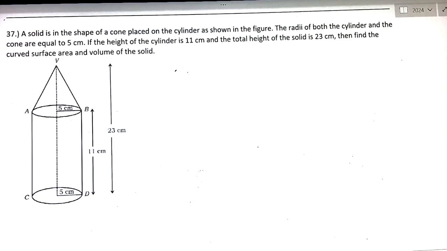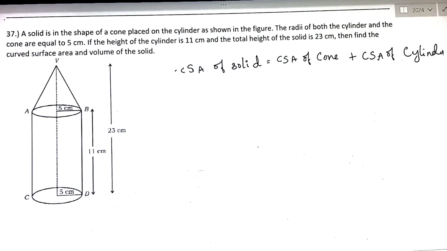So now CSA of solid is nothing but CSA of cone plus CSA of cylinder. What is the formula to find CSA of cone? CSA of cone is pi r L. And what is the formula to find CSA of cylinder? It is 2 pi r h. Okay, so now let's take the cone.